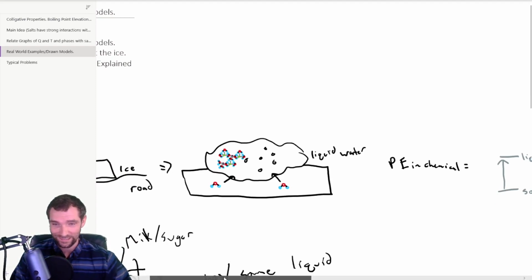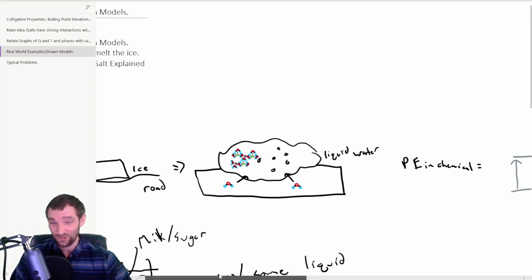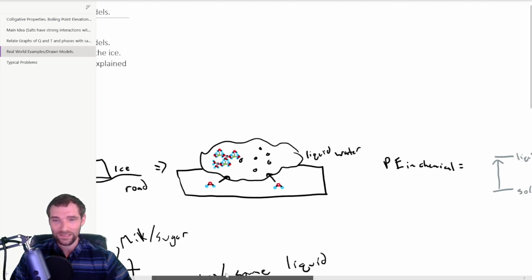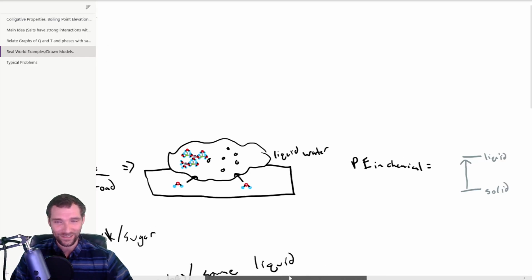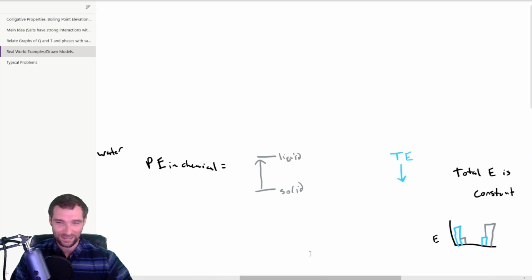But what's interesting is it actually gets colder. A lot of people think that this warms up the road. This does not warm up the road. And it actually, in many ways, is going to make it get colder. And this is the same reason that you use salt to make ice cream.